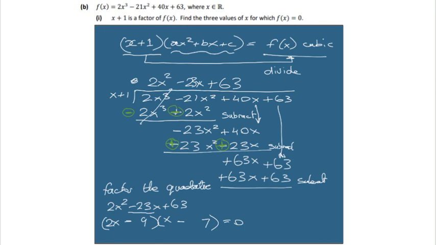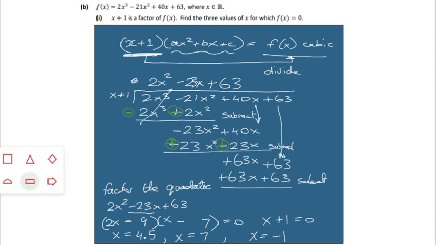So 2x minus 9 is equal to 0, so x is equal to 9 over 2, or 4.5. And what about the other one? X minus 7 is equal to 0, so x is equal to plus 7. And the final one was x plus 1 was equal to 0, was the original up here. And then we'll have x is equal to minus 1. So there are our three roots.